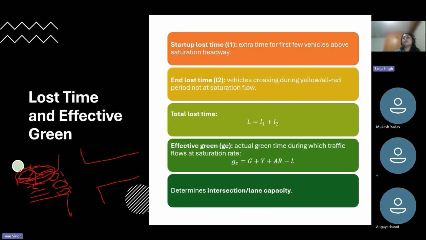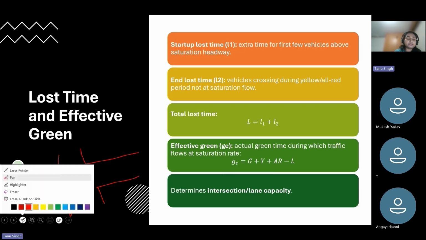So the total lost time L is equal to L1 plus L2, and the effective green, also termed GE, is the actual duration during which traffic flows at the saturation rate. Effective green can be calculated as the total green time plus the time when it is yellow or amber, plus all red time, minus L, the total lost time. This identifies the effective green time during which the traffic flows at the saturation rate.